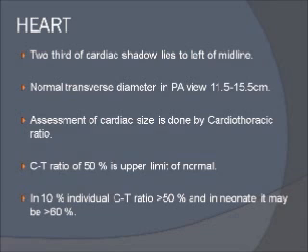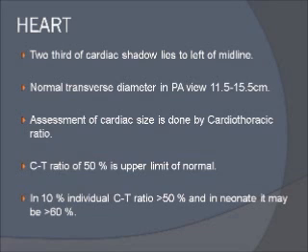Normally 2/3 of the cardiac shadow lies on the left side of the midline, 1/3 on the right side. So most of the heart is on the left side actually. And to evaluate the size of the heart, we should take a ratio of the diameter of the heart with the largest inner thoracic diameter. I will tell how I will take. And normally the cardiothoracic ratio should be less than 50%. That means the heart should be less than 50% of the inner thoracic diameter.